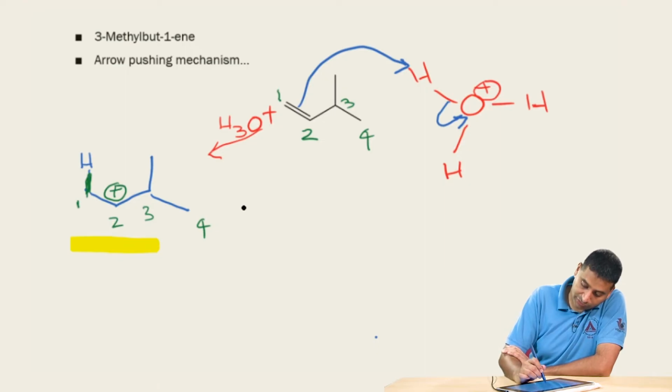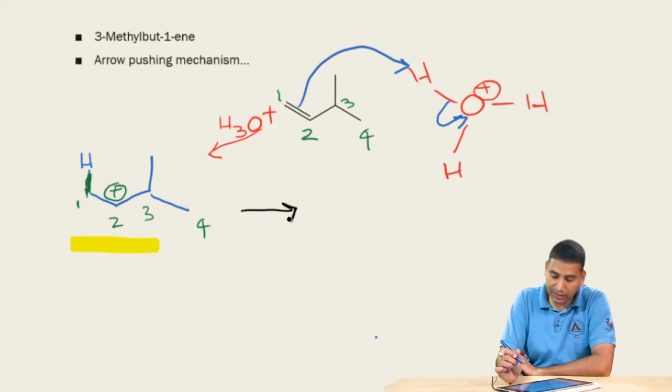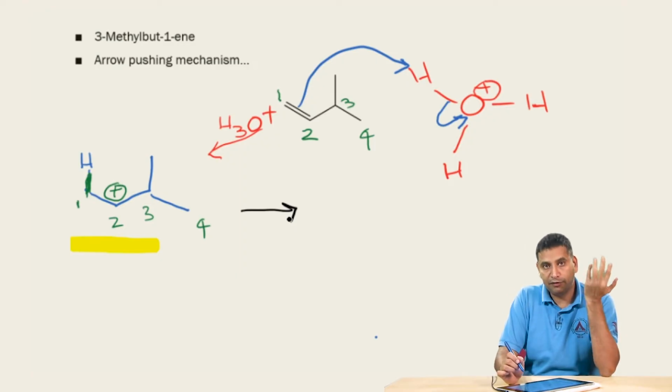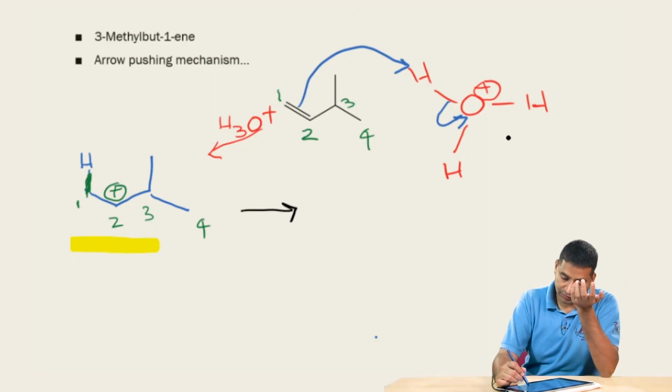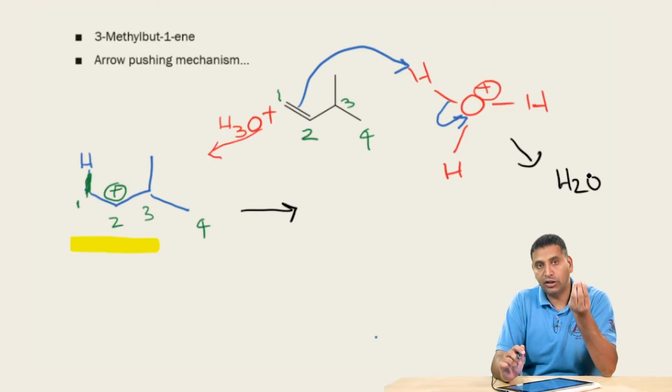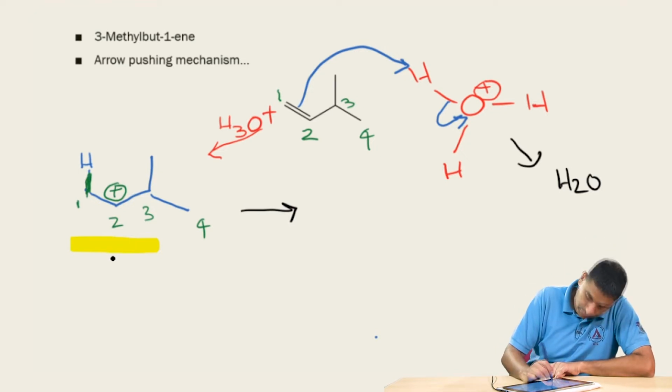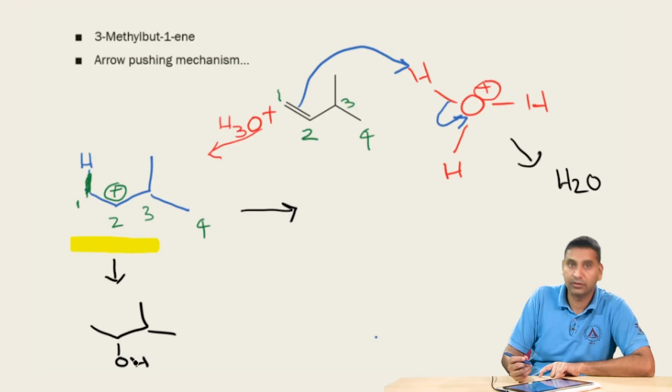You have a carbocation that is being formed here, and now there are multiple things that can happen. If this carbon 2 which has a positive charge reacts with water which is remaining over here, as you can see this product is going to be H2O, and then eventually you would get an alcohol on carbon number 2. That is one possibility. Therefore, you can have this as the product.